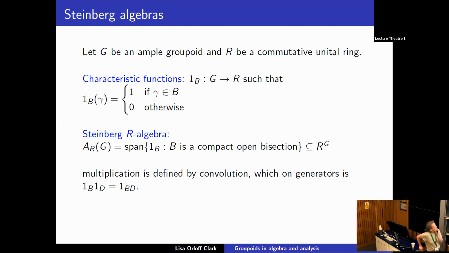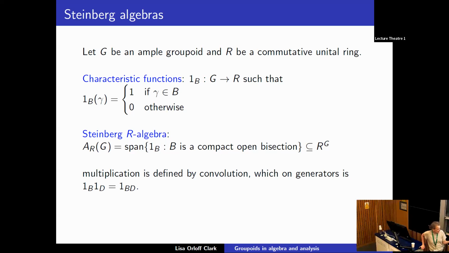Anyway, each one of those, if you have R being the complex numbers and you have an ample groupoid, would be an element of that script C_c of G that we were talking about to construct the groupoid C-star algebra. So this is a subset of that. So the Steinberg algebra associated to this ample groupoid is just the span of the characteristic functions associated to compact open bisections. Kind of first written down in this way by Ben Steinberg. I'm disappointed he's not here, but in 2010.